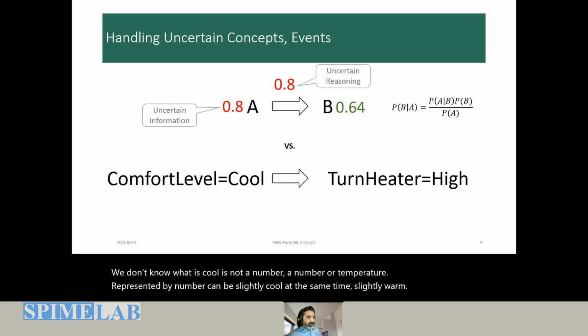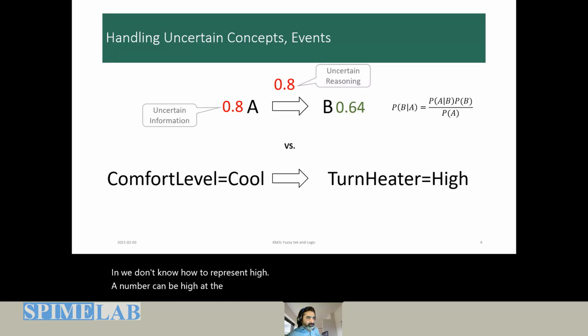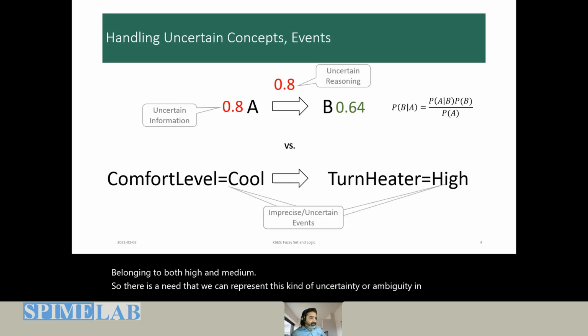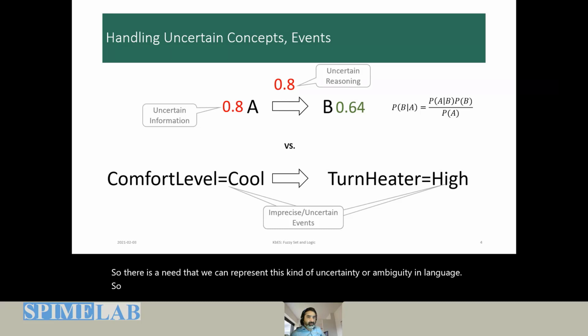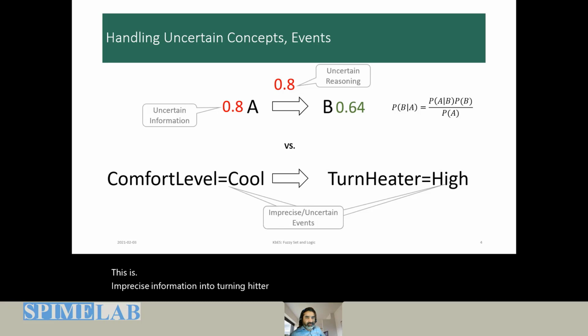We also don't know how to represent high. A number can be high and at the same time medium. Between medium and high, all the numbers will belong to both high and medium. So there is a need that we can represent this kind of uncertainty or ambiguity in language. So comfort level, when it is cool, this is imprecise information. And turning heater high, how much high? We cannot represent high with a single number.